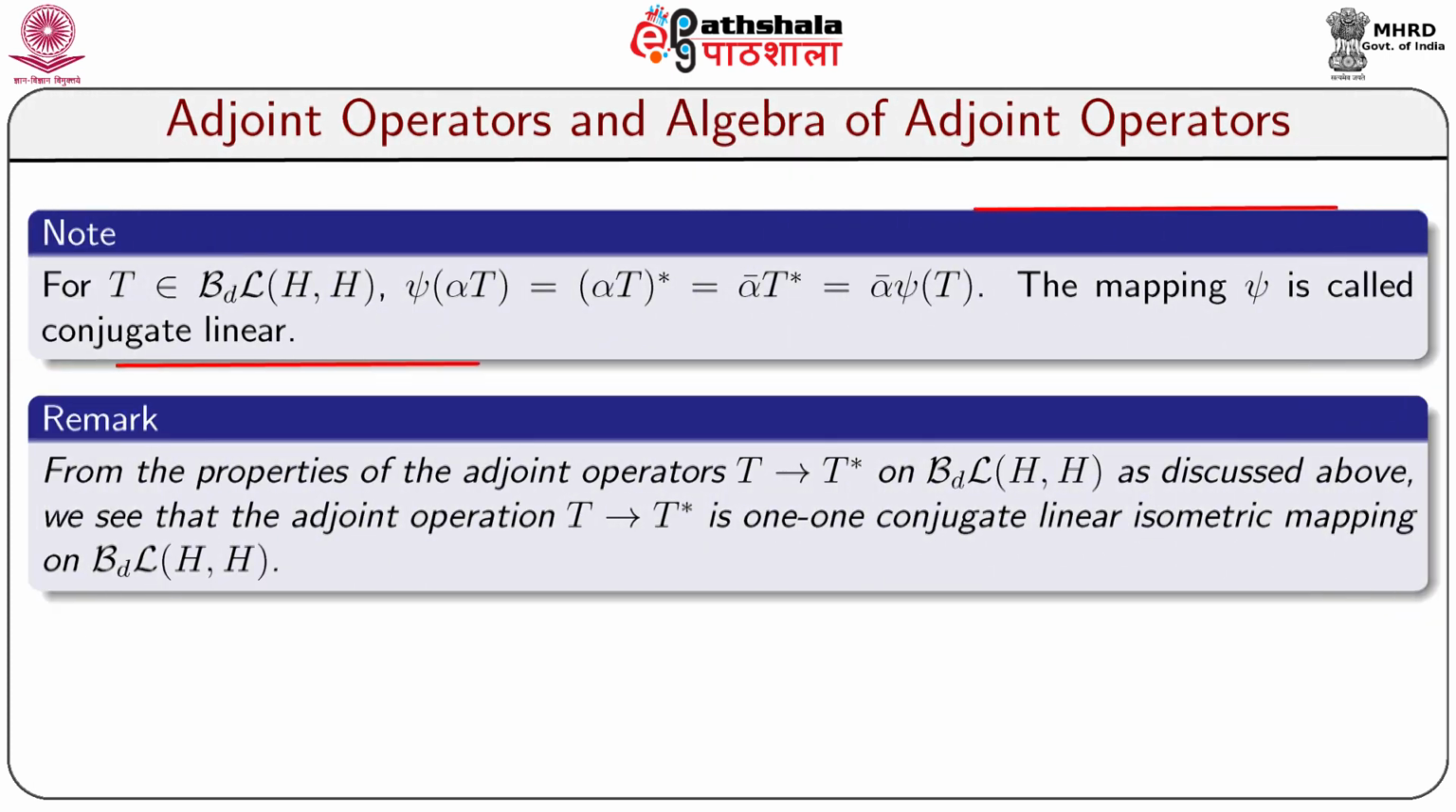Note that for T belongs to B(H,H), psi of alpha T equal to alpha T star, which is equal to alpha bar T star, which is equal to alpha bar psi T. This mapping psi is called the conjugate linear mapping. In this connection, we note a remark. From the previous properties of the adjoint operator T to T star on B(H,H) as discussed above, we see that the adjoint operator T to T star is a one-one conjugate linear isometric mapping on B(H,H).